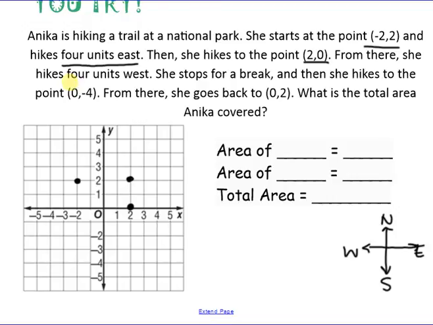From there, she hikes 4 units west. So now we're going to go west, which means we're going to go to the left, 4 units. 1, 2, 3, 4. Right here. She stops for a break, and then she hikes to the point (0, -4). So (0, -4), down here. What is the total area Annika covered? So now what we need to do is go ahead and connect the dots.